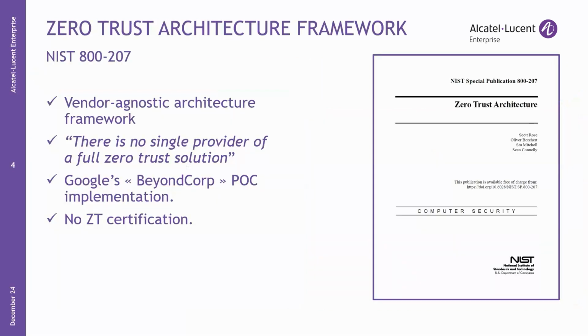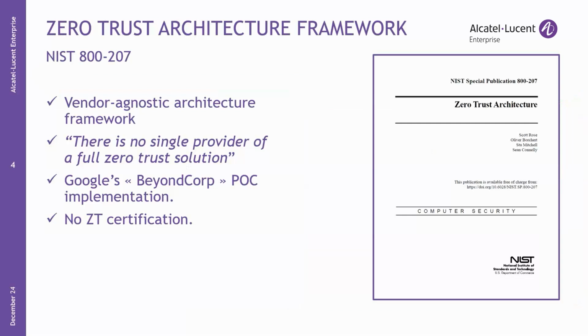The concept of Zero Trust was coined by John Kindervag from Forrester Research in 2010. Ten years later, in 2020, NIST released the architectural framework as Special Publication 800-207. This is a vendor-agnostic architectural framework, and you can download the latest version directly from the NIST website. As explained in this document, no matter what vendors might claim, no single vendor can provide the full Zero Trust solution. ALE is no exception. We don't provide the full solution, nor will we claim so.